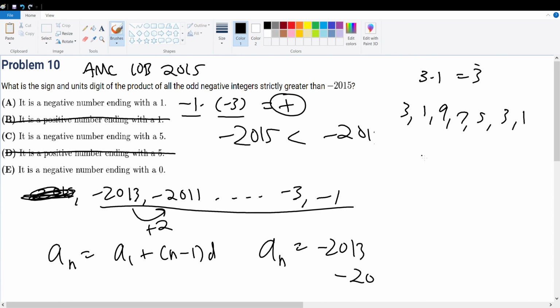So 3 times 1 is 3. Times 9 gives the units digit of 7. 7 times 7 gives 9. 9 times 5 gives 5. 5 times 3 gives another 5. 5 times 5 is 5. And then we have 3 again, and 5 times 3 gives 5. 5 times 1 gives 5. So we see that the units digit will forever be 5. So that means it has to be choice C as our final answer.